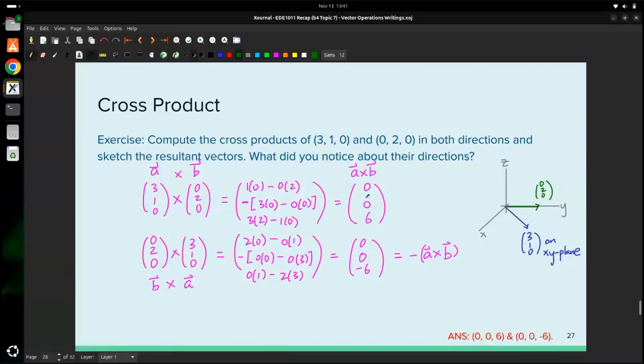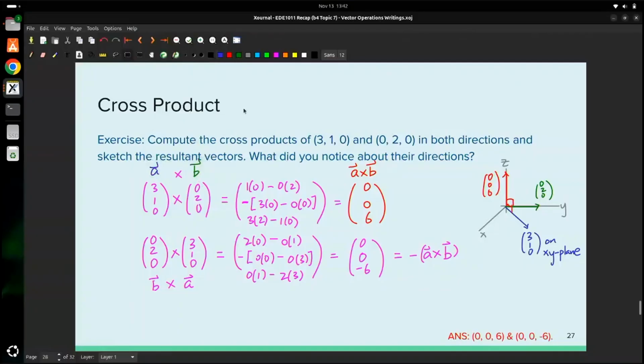So therefore, what's the resultant? The resultant, you notice, is 0, 0, 6, which means that it is on the z-axis. Can you see that? This guy is 0, 0, 6. And very clearly, 0, 0, 6 must be perpendicular to the y-axis, and must also be perpendicular to the xy plane. So this 0, 0, 6 is perpendicular to both vectors A and B.